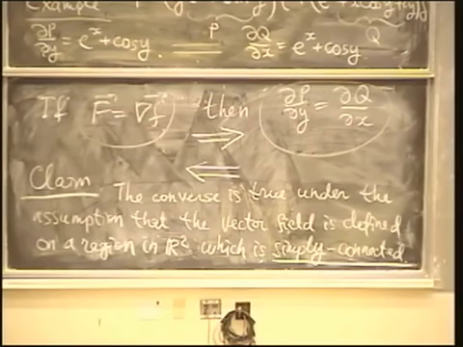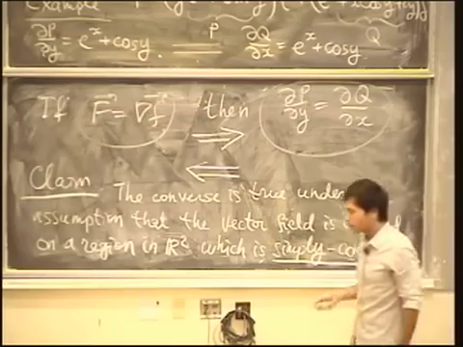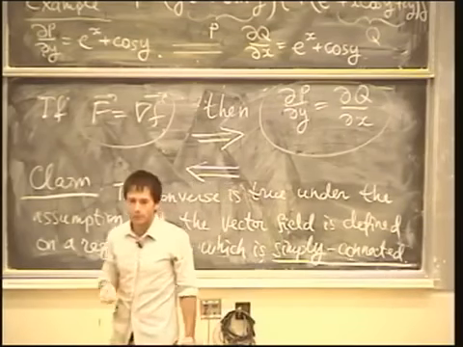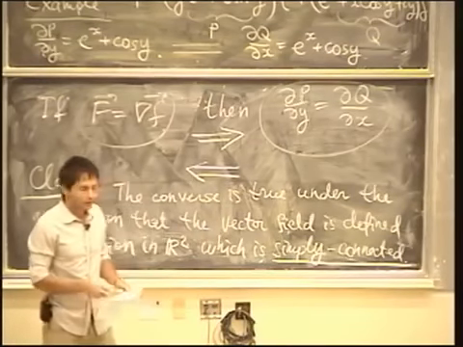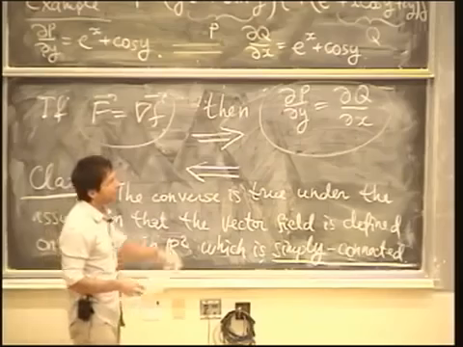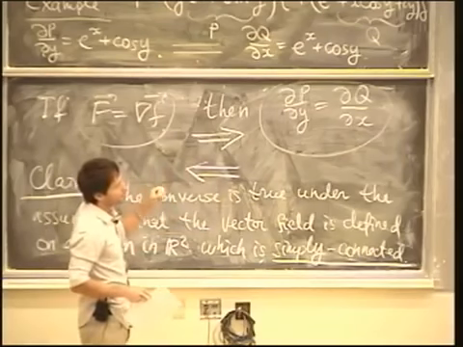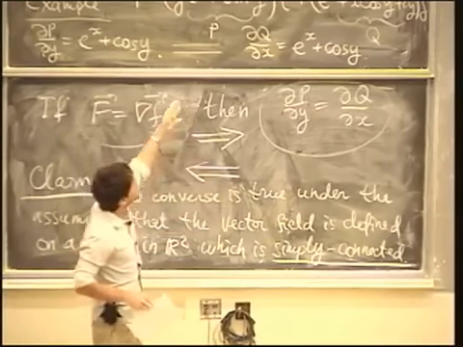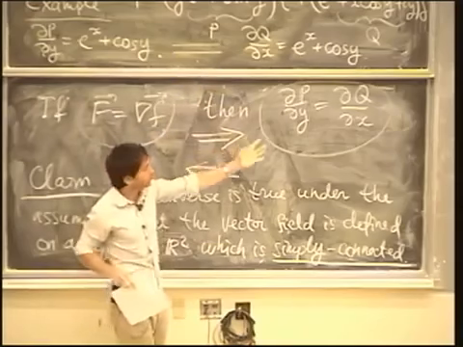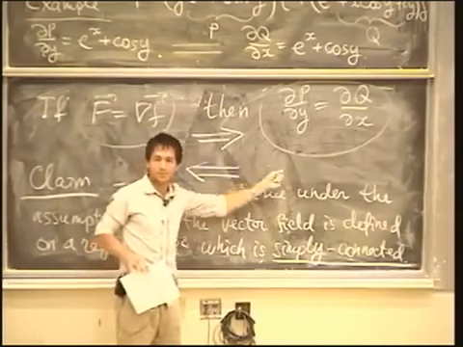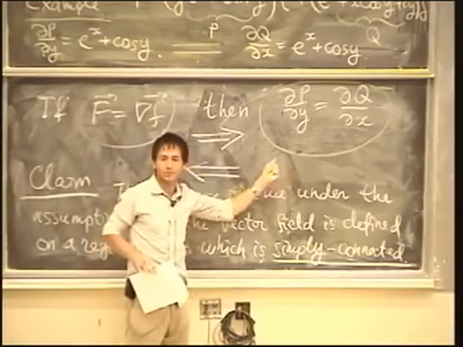In fact, in one of the exercises of the homework, there is an example of a vector field which is defined on a non-simply connected domain, for which what we are going to do now does not work, for which this implication this way does not work. So this is explained in the book.